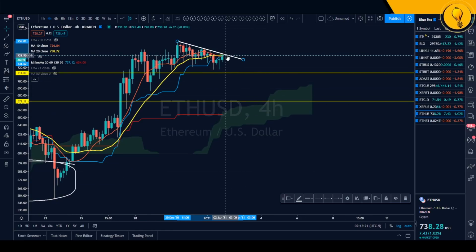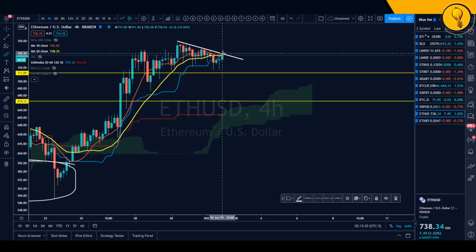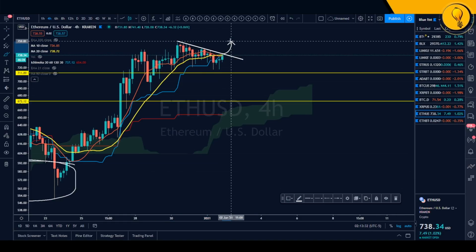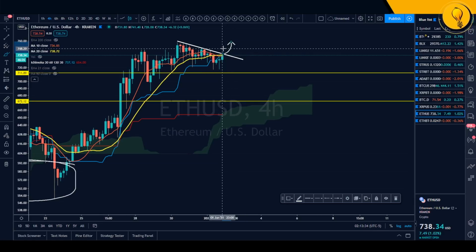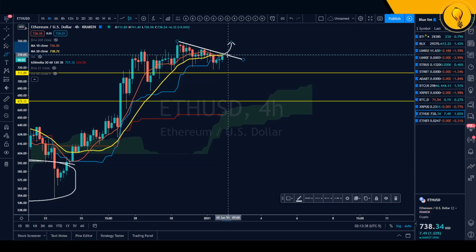And I do believe that if we manage to take back the 20 simple moving average, okay, we start closing candles over the 20 simple, we're likely going to make another push to the upside. Now remember, this is contingent on us actually closing 4-hour candles over that region of resistance. Now that is coming in at around $740.